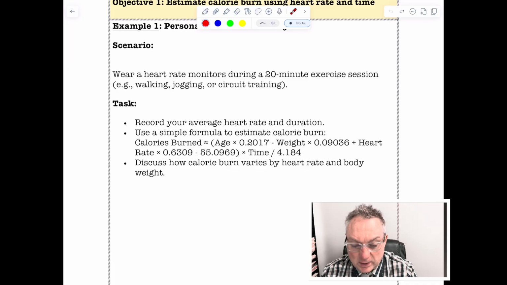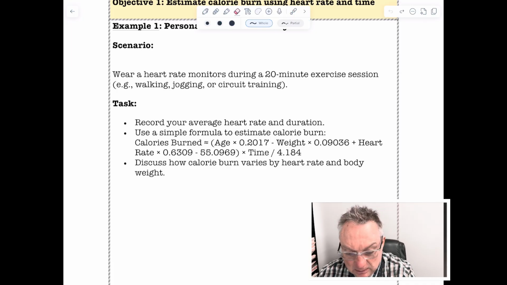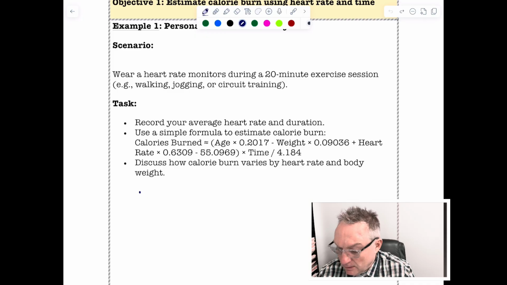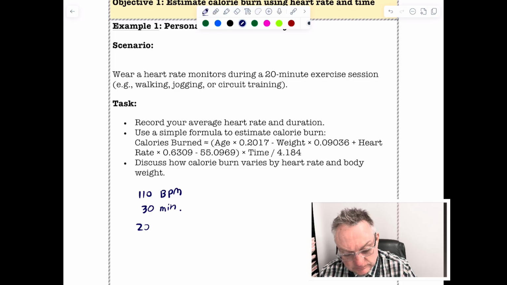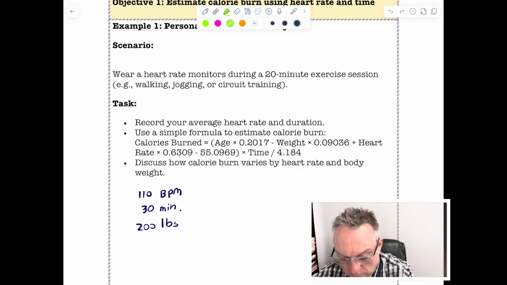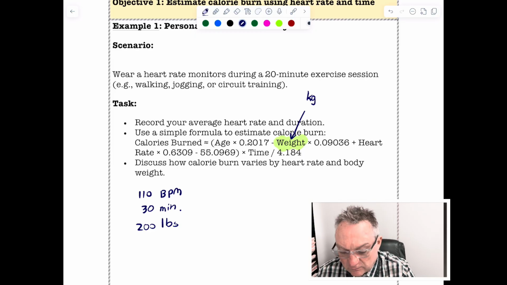So let's just say that I trained at 110 beats per minute, and I did it for 30 minutes, and I weighed 200 pounds. Now, if you recall, the weight in this formula that I gave you has to be in kilograms. A lot of times when you use all these different formulas, you have to have certain units a certain way.